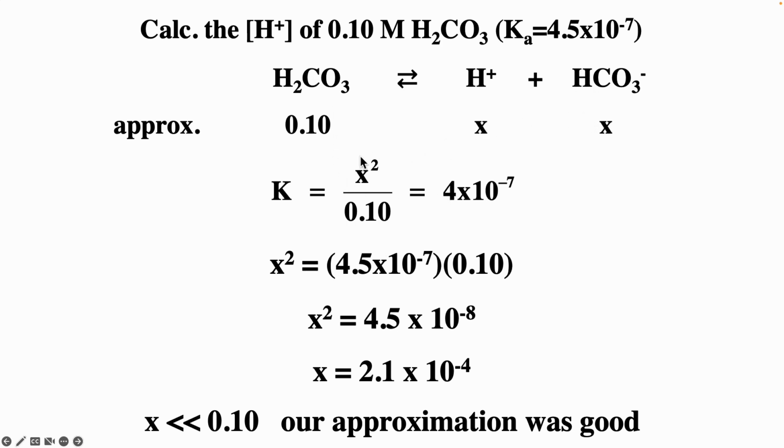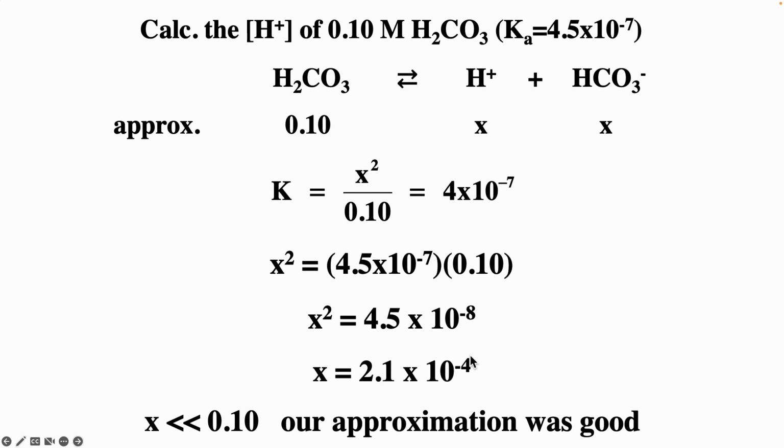So X times X gives us X squared divided by 0.1 equals our Ka of 4.5 times 10 to the minus 7th. And so we multiply both sides by 0.1. And so we get X squared equals 4.5 times 10 to the minus 8th. Take the square root, and we get 2.1 times 10 to the minus 4th.